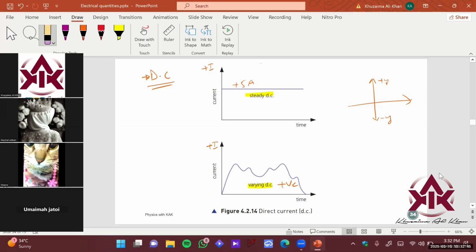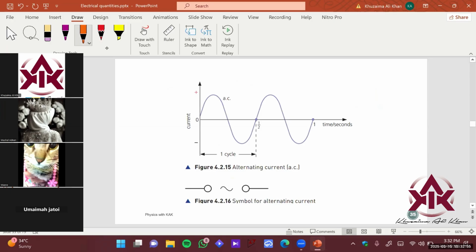So direct current, or direct voltage, is the voltage that is only flowing in one direction. That is, it would be on the positive axis here, right? Okay. Now let's see what AC is.